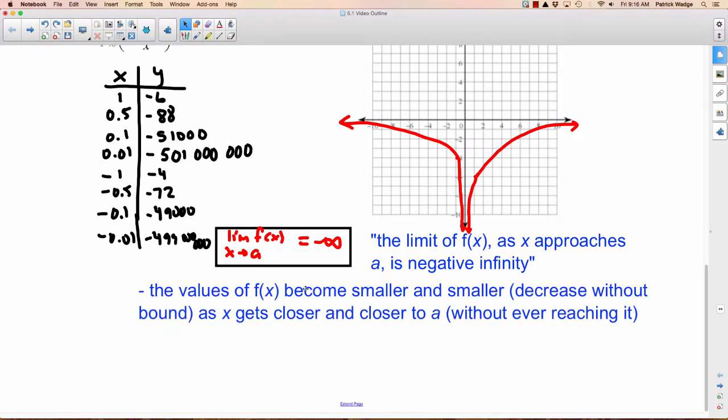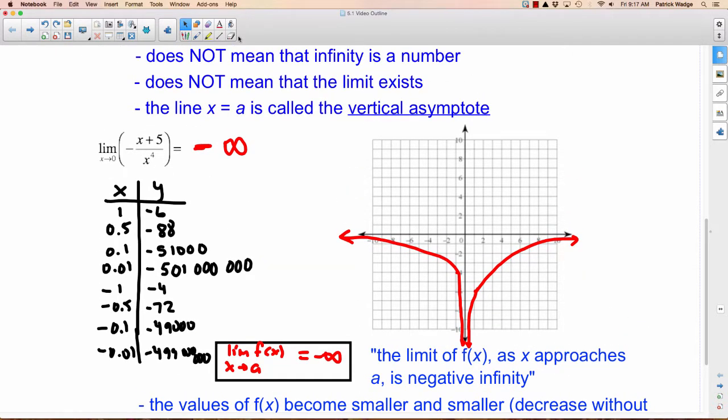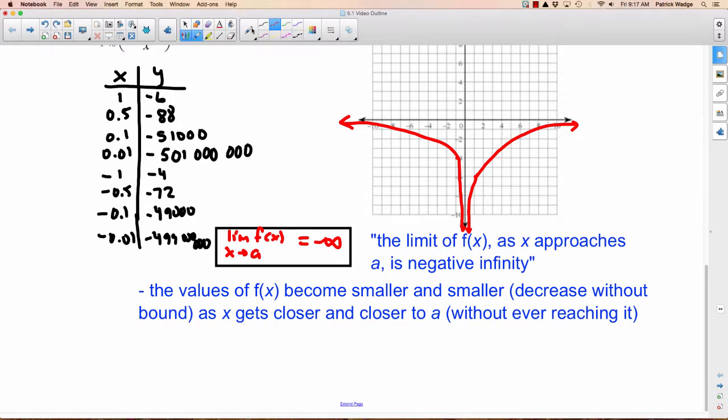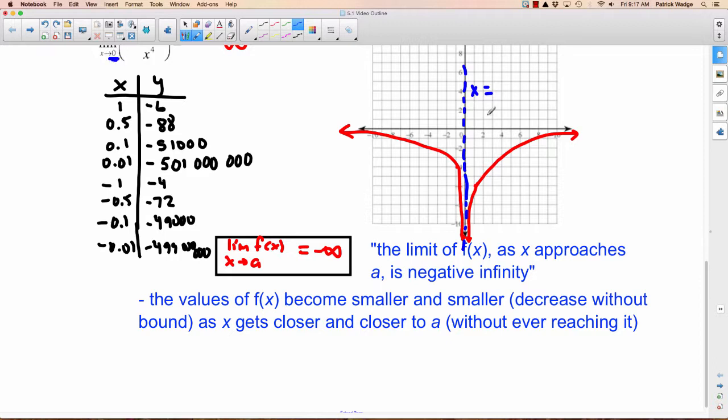The values of f of x become smaller and smaller, so they decrease without bound. In other words, we can make them as small as we want as x gets closer and closer to a without ever reaching it. And again, this does not mean infinity is a number. It does not mean that the limit exists. And again, the line x equals a is the vertical asymptote. So I guess we could draw the vertical asymptote in there again if we want. Obviously, it's right here. Again, this is when x equals a, and a was 0 in this case, right? Right here, 0. So x equals 0, and this is our vertical asymptote again. Okay, so there you go.